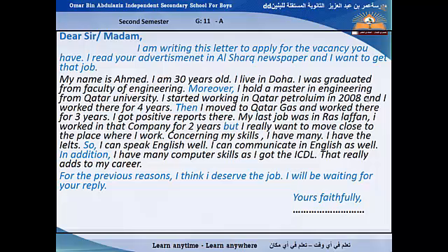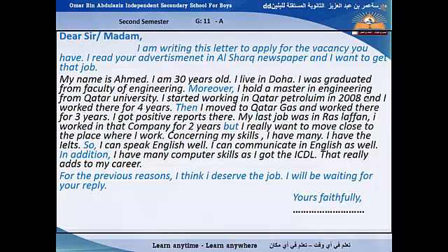"Dear Sir or Madam," it's a model for an application letter. "I'm writing this letter to apply for the vacancy you have. I read your advertisement in Al-Sharq newspaper and I want to get that job. My name is Ahmed. I am 30 years old. I live in Doha. I graduated from the Faculty of Engineering. Moreover, I hold a Master in Engineering from Qatar University. I started working in Qatar Petroleum in 2008 and I worked there for 4 years. Then I moved to Qatar Gas and worked there for 3 years. I got positive reports there. My last job was in Ras Laffan.